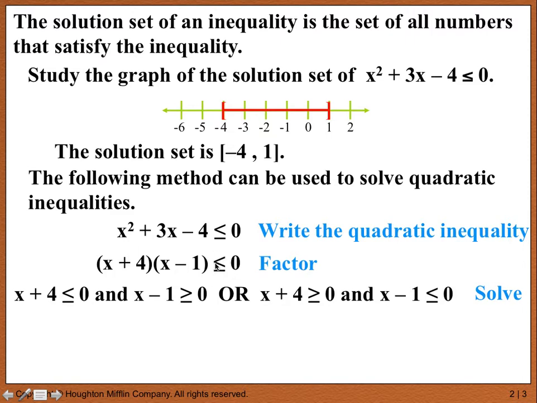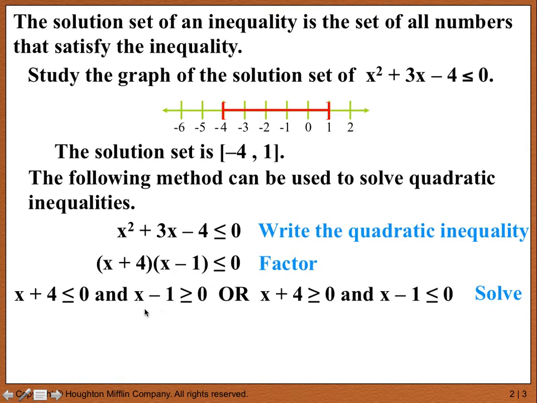That means that there are only two possible ways for me to get a negative number when I'm multiplying two numbers together. Either the first number is negative, that is, either x plus 4 is negative and x minus 1 is positive, because positive times negative is negative, or x plus 4 is positive and x minus 1 is negative. Okay, so either the first one's positive and the second one's negative, or the first one's negative and the second one's positive. And that's the only way that I can get negative numbers. All right, that's why I set up this disjunction.